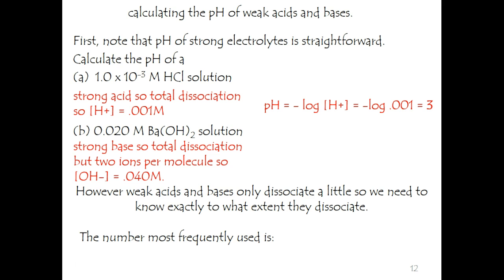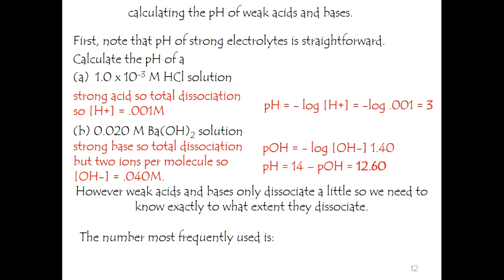Let's take the negative log, but remember when we do that, we don't get the pH, we get the pOH, which is 1.4. And 14 minus that gives us the pH, which is 12.6, and that's reasonable for that base.